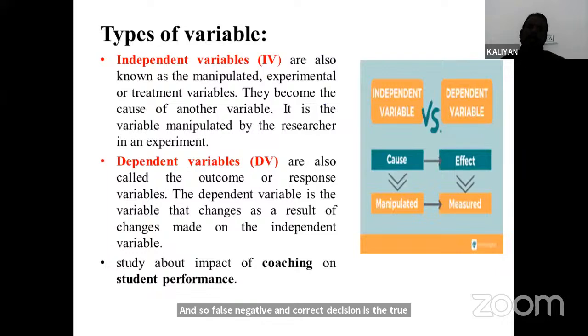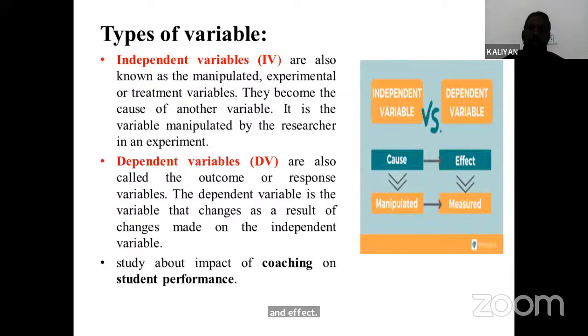And next one, the types of variable. Majorly there are two variables: one is the independent variable, another is the dependent variable, like cause and effect. The independent variable is a manipulated, experimental or treatment variable, manipulated by the researcher at the time of the experiment. The dependent variable is also called the outcome or response variable. For example, a study about the impact of coaching on student performance. Here coaching is the independent variable, and student performance is the dependent variable.